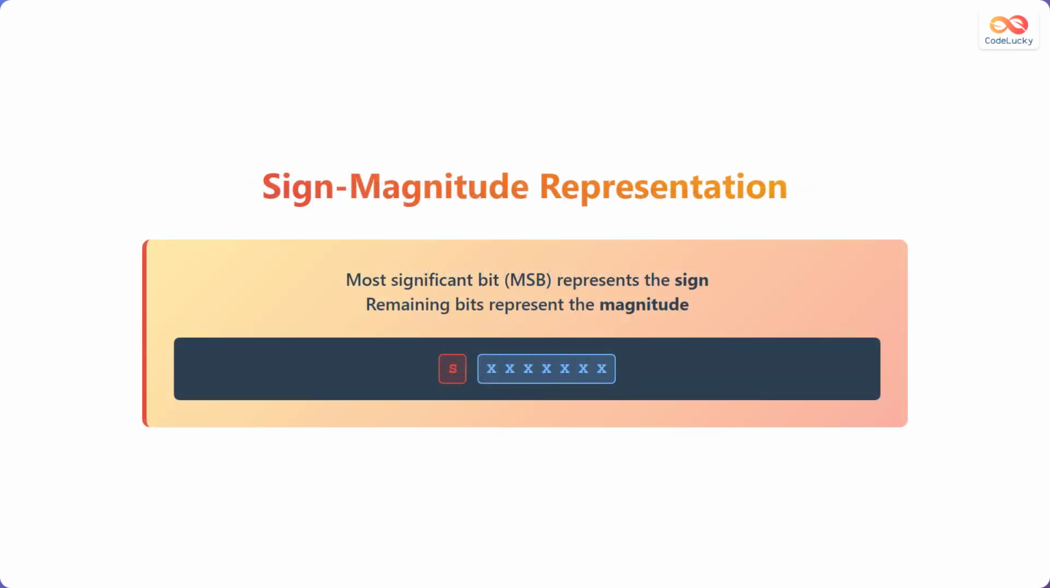One way to represent signed numbers is the sign magnitude representation. Here, the most significant bit, or MSB, represents the sign of the number. The remaining bits represent the magnitude, or absolute value of the number. If the sign bit is 0, the number is positive. If the sign bit is 1, the number is negative. Therefore, in the representation shown, S is the sign bit, and the X's are the magnitude bits.